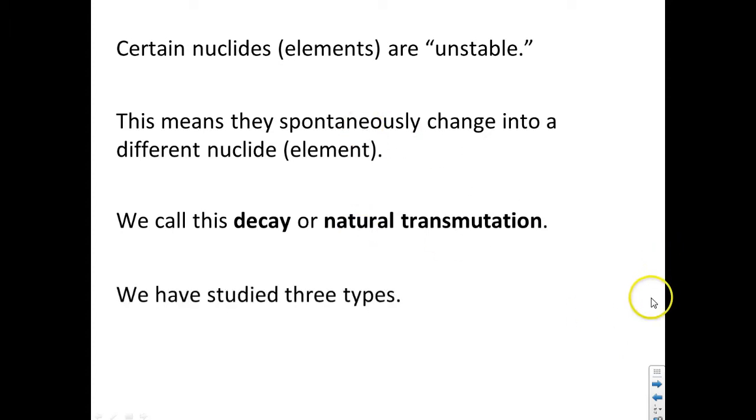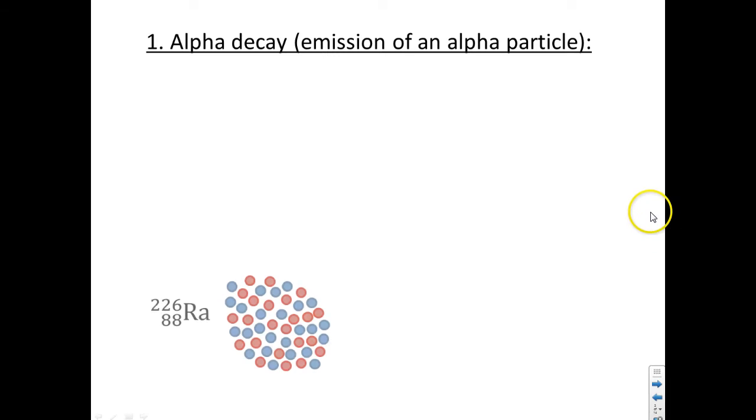We studied three types. The first was alpha. That's when we have a nucleus that emits an alpha particle. So we start with some parent nucleus. In this case, we have radium-226. And alpha decay means 4 of the nucleons, 2 protons and 2 neutrons, are ejected from the nucleus. We call 2 protons and 2 neutrons an alpha particle. But it's the same as a helium nucleus. So a nucleus of helium has 2 protons and 2 neutrons.